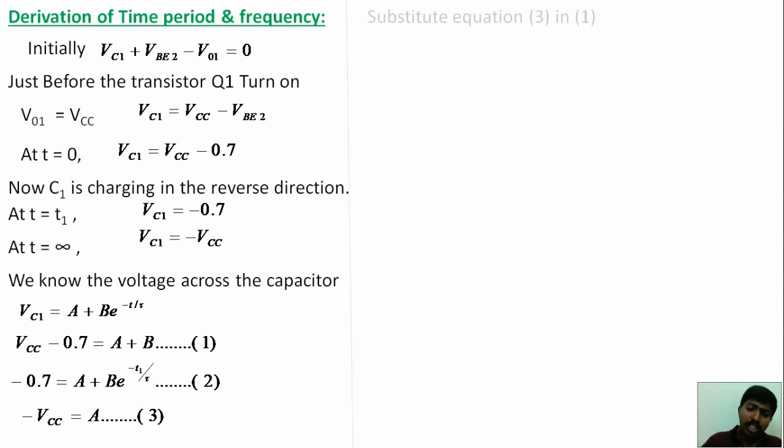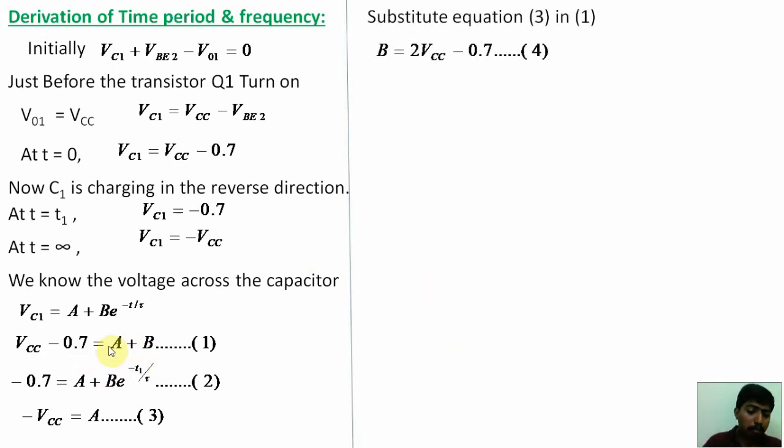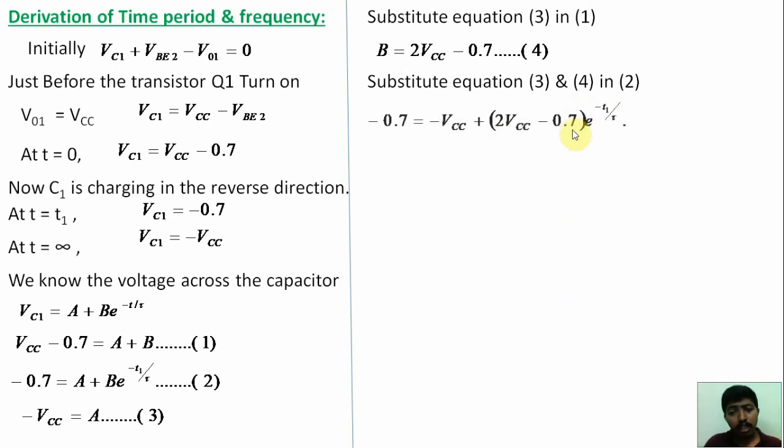Substitute equation 3 in equation 1. We will get the b value: b is equal to 2 Vcc minus 0.7. Substitute equations 3 and 4 in equation 2, so we will get an expression like this. Now simplify this equation.